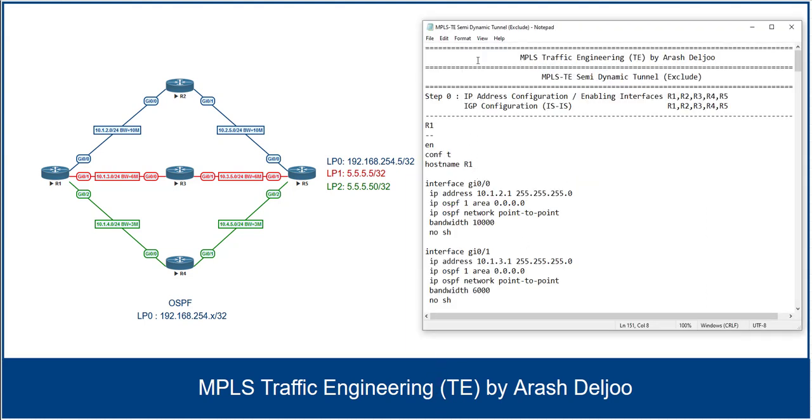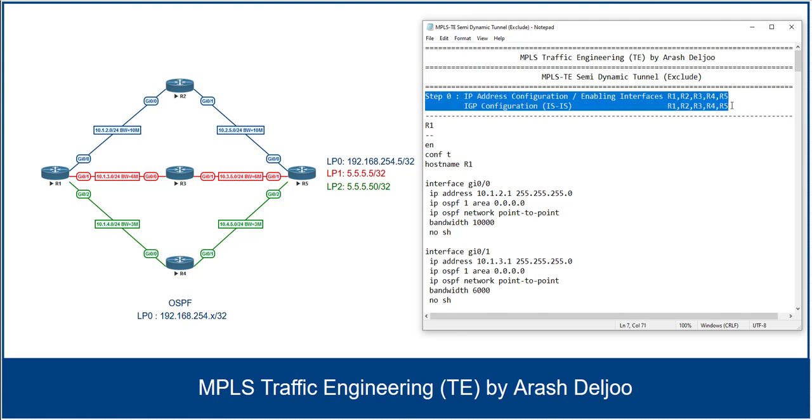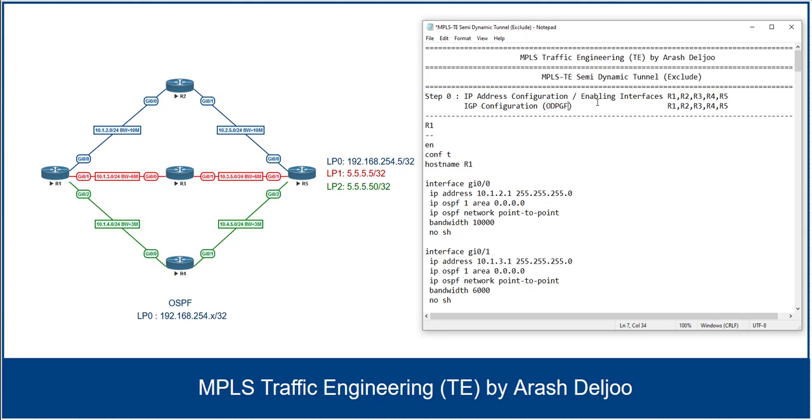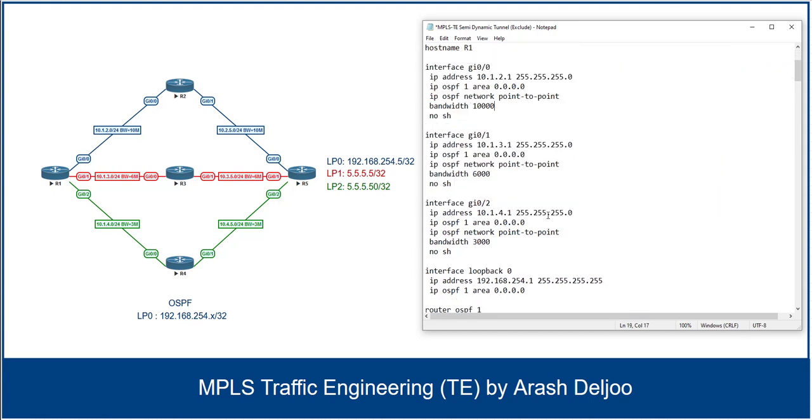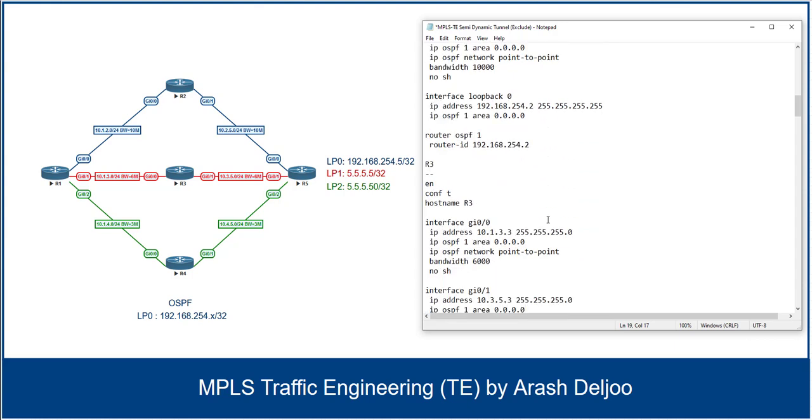Don't forget, again here we have the text file, and in the text file step 0 is similar to the previous scenarios. You can use OSPF or IS-IS for the IGP, whichever one you want. Here we don't have any difference between the IGPs. The first step is IP address configuration and enabling interfaces on router 1 to router 5, and also IGP configuration. Here we don't have any new note, because I configured it previously. Step 0 is done and you have this configuration.